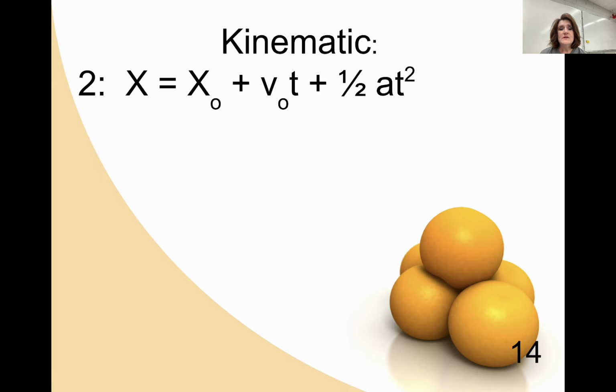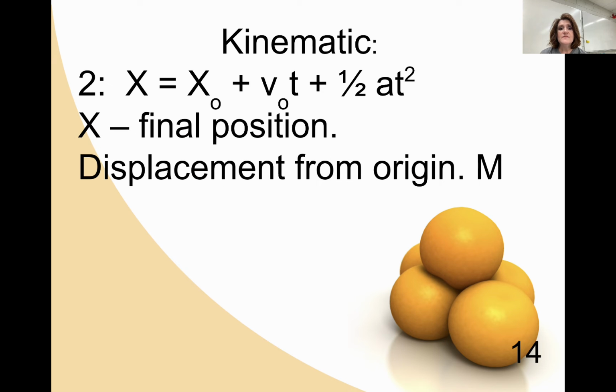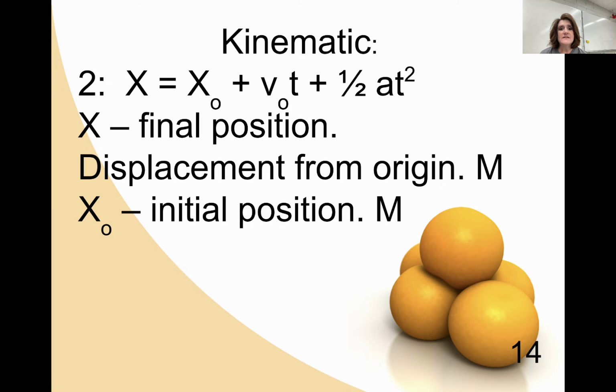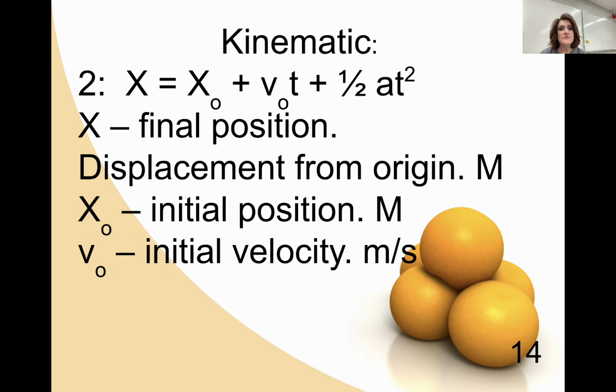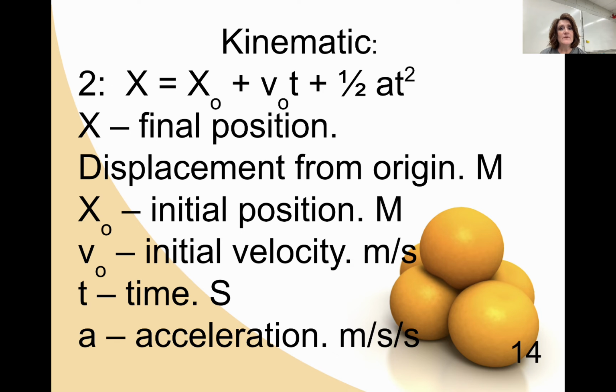Kinematic 2 is x is equal to x naught plus v naught t plus 1/2 at squared. Again, remember that x is for horizontal motion, and those would change to y's for vertical motion. X is the final position, the displacement from the origin in meters. X naught is the initial position in meters. V naught is the initial velocity in meters per second. T is time in seconds, and a is the acceleration in meters per second.